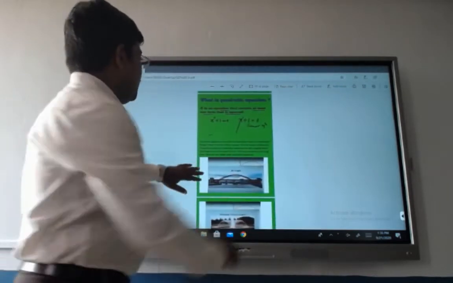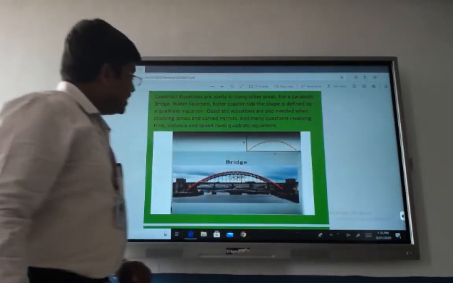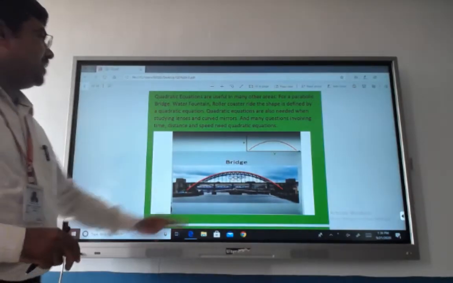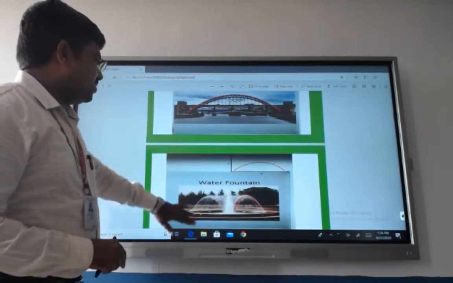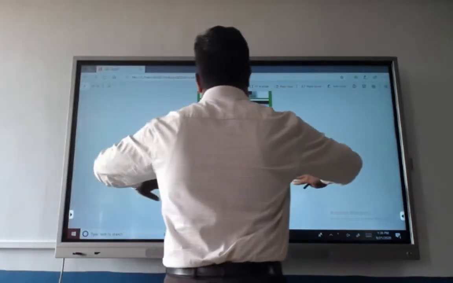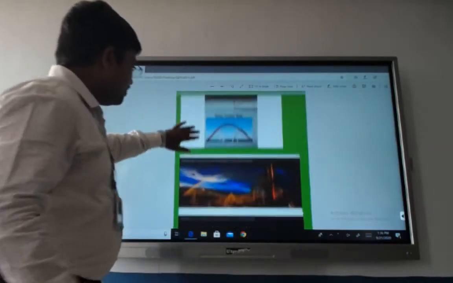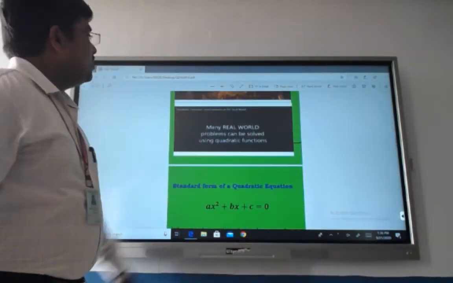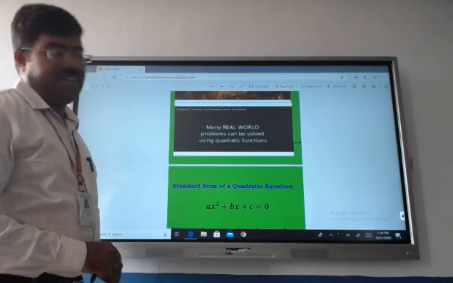In day-to-day life, we see the resemblance of this parabola. A bridge shows it, a water fountain also shows the parabola, a roller coaster too, and a rainbow. So many real world problems of this type can be solved using quadratic equations.